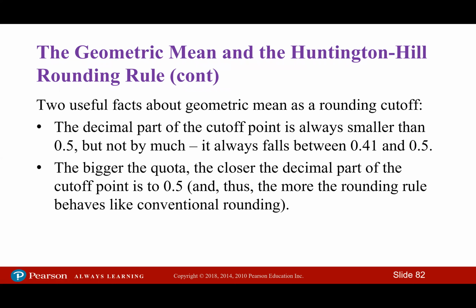All right, a few things we've got to consider. The decimal part of the cutoff is always smaller than 0.5, but not by much as you get to bigger numbers. The bigger the number, the closer it gets to 0.5. So that's why it's very close to the Webster method.